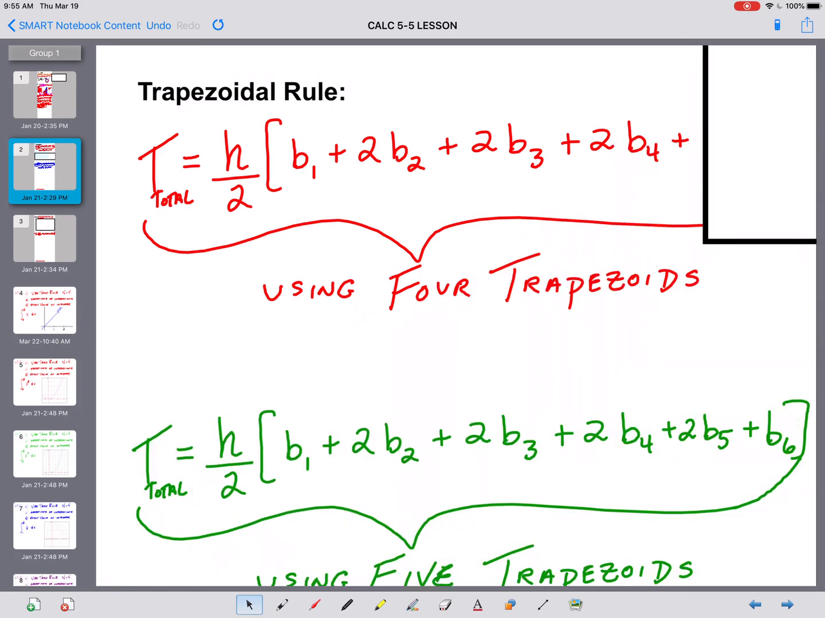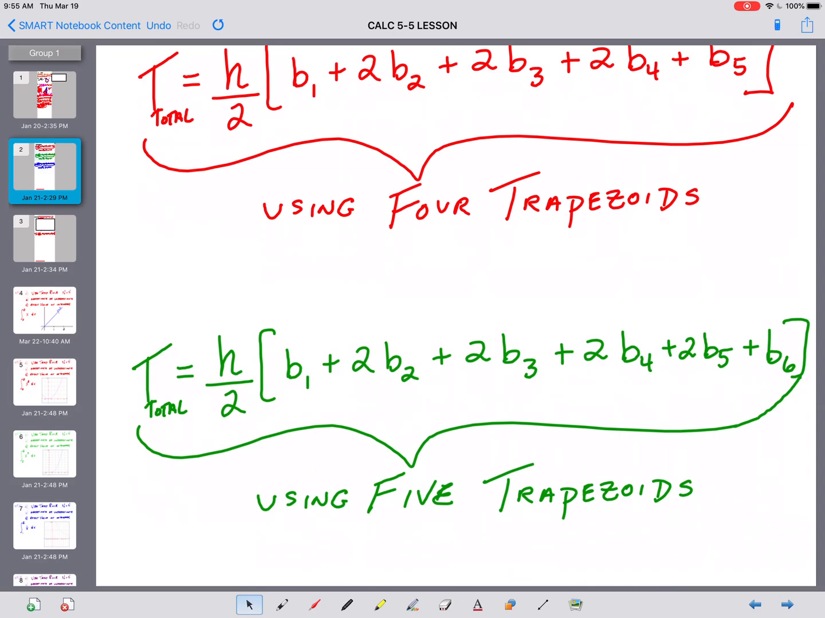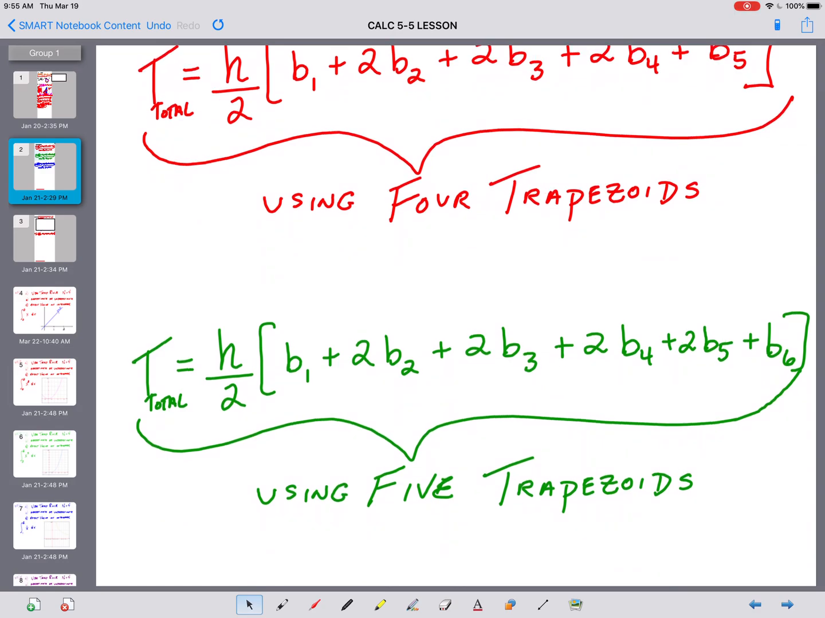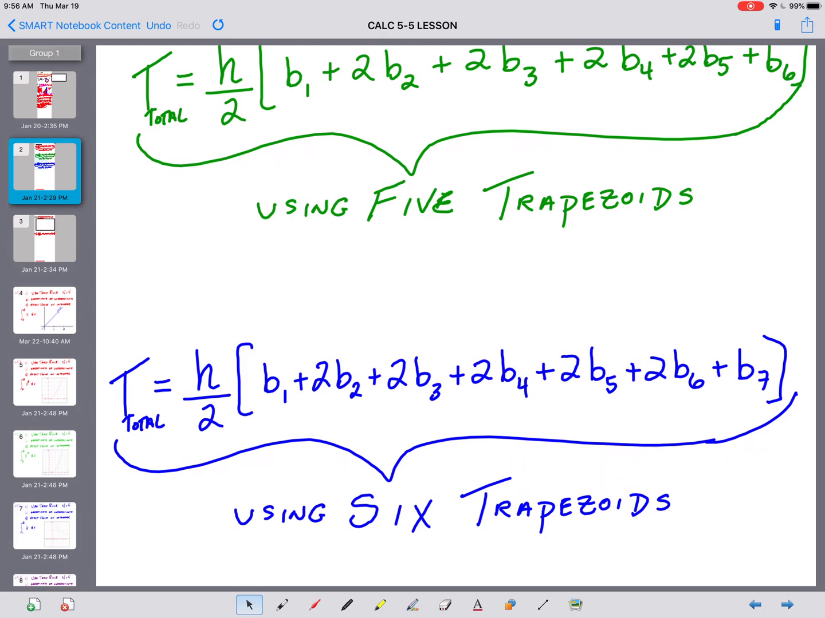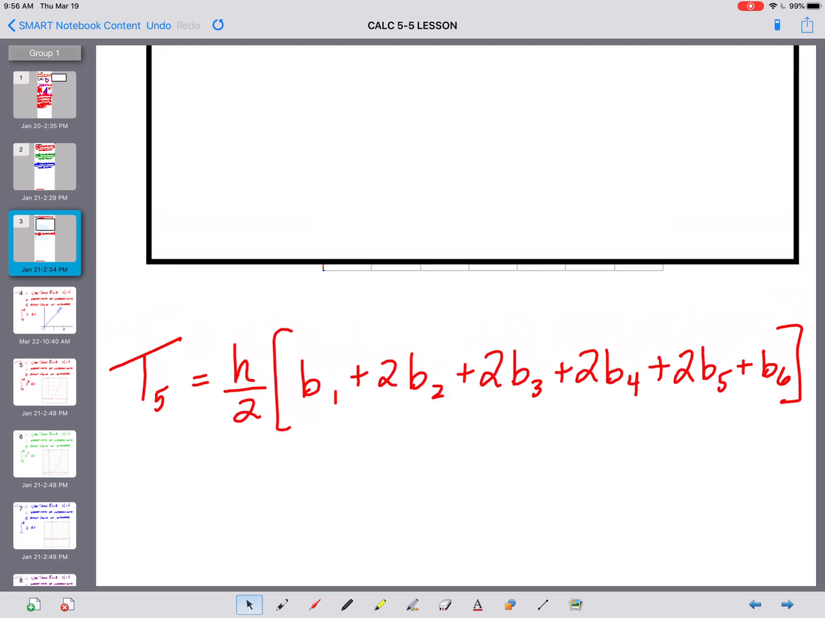Look at this next one. For 5 trapezoids, notice there's 6 bases. You have one of the first bases, one of the last bases, but 2 times all the other ones in between. 4 trapezoids, 5 trapezoids in green. Here comes 6 trapezoids. Formula for 6 trapezoids. Right there. Again, there's 7 bases. Okay? Now, let's go finish this little lesson up by using one of these formulas on this last problem. Just 3 slides today. Here we go.